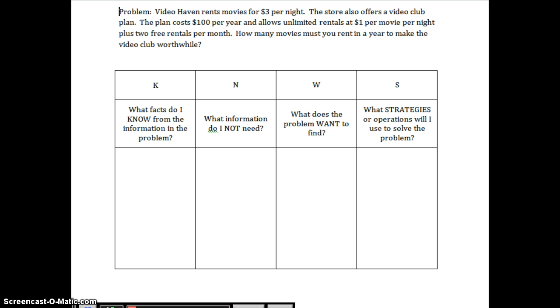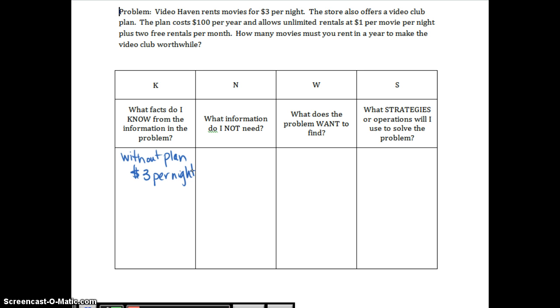What we want to do is first get an idea of what we're trying to look for. And what we want to write down is what we know and what information we don't need. If you look at the first sentence, Video Haven rents movies for $3 per night. We do need that information, all right? And that is without a plan. So rentals are $3 per night without the plan.